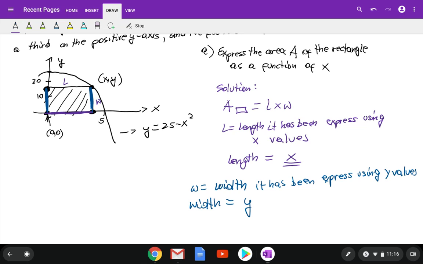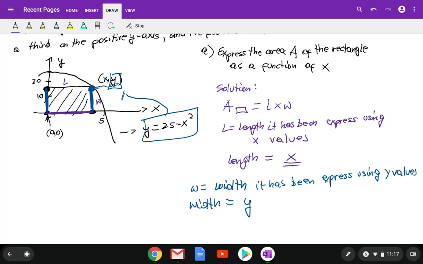And what we know about the width, look what happened. This is the width of this rectangle right here. So the y coordinate right here will give us technically the width of the rectangle. So what we know about this y is that it satisfies this equation. y is the same as 25 minus x squared.